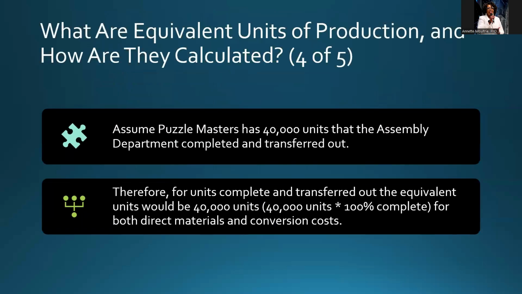So let's assume that Puzzle Masters completed and transferred 40,000 units from the assembly department. For the completed and transferred units, the equivalent units for both direct materials and conversion costs would also be 40,000 units, or 40,000 units times 100% completion.